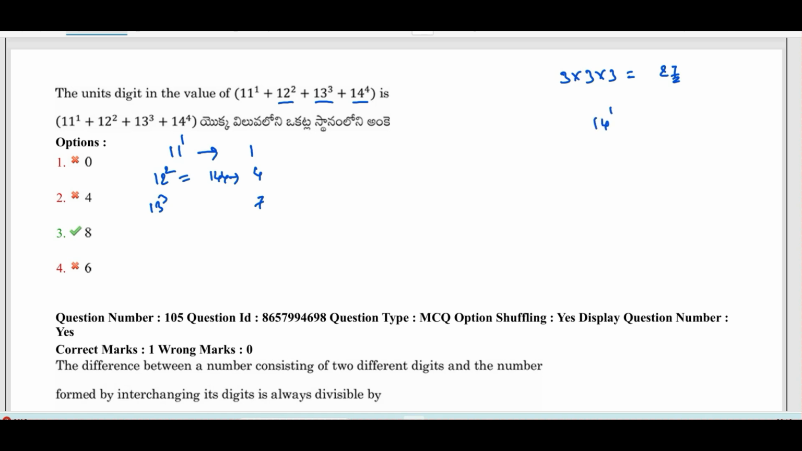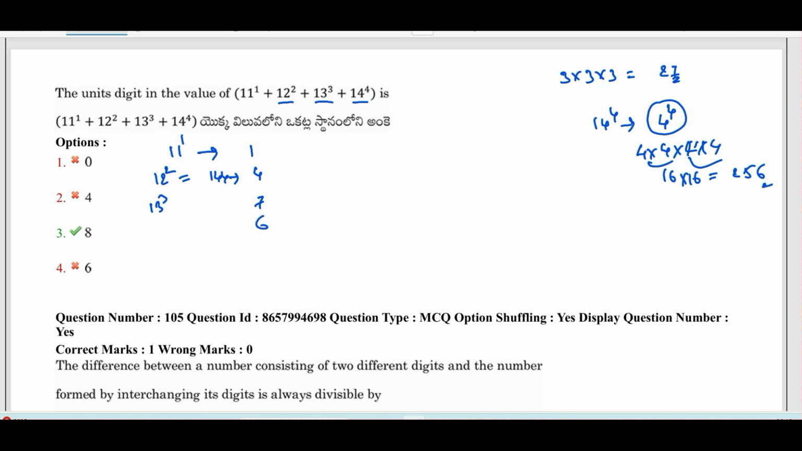And 14 to the power of 4, if you want to get the unit place digit, then that is the same as the unit place digit of 4 to the power of 4. 4 to the power of 4 means what? 4 into 4 into 4 into 4. So 4 fours are 16, 16 into 16 is 256. Its unit digit is 6.